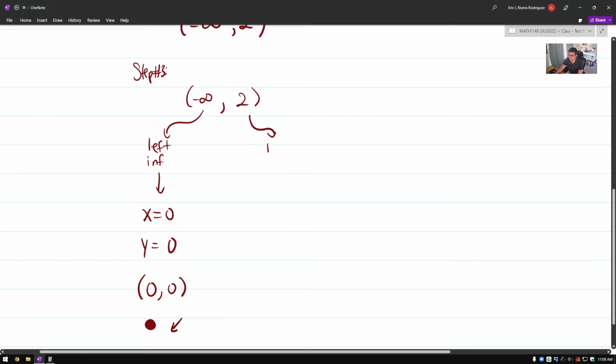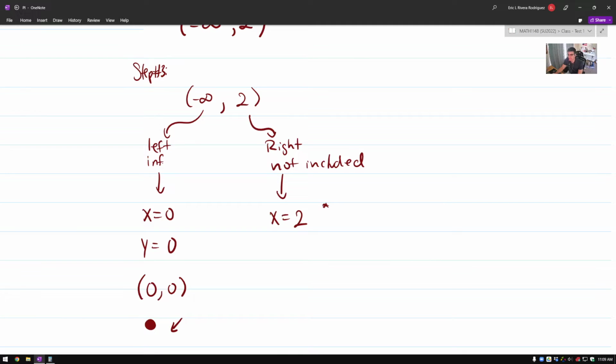Then the right boundary, it is not included. Even though it's not included, I'm going to use x equal to 2. Knowing that x equal to 2 is not part of piece number 1, I'm going to use it for location. When it is not included, I'm going to use it for location only.